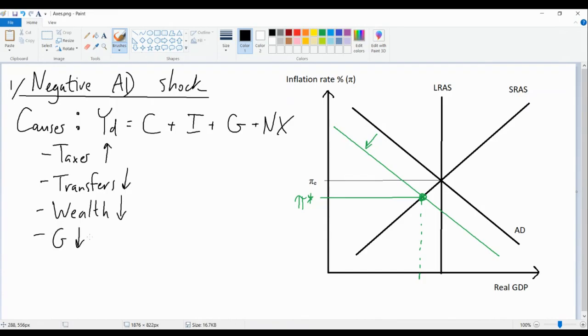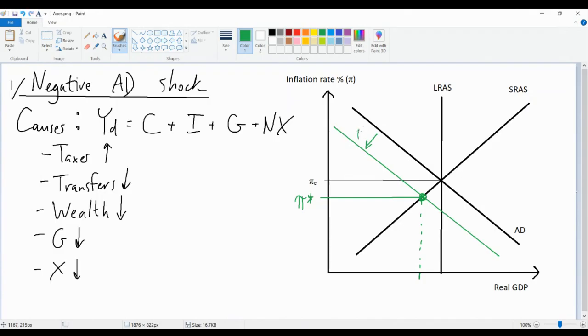Maybe something happens that lowers government spending, or something happens that lowers exports. Let's say the European Union is a major trading partner of the United States. If the European Union goes into recession, then maybe they can't afford US goods as much, and so exports to the European Union decline. All of these could cause this movement here.